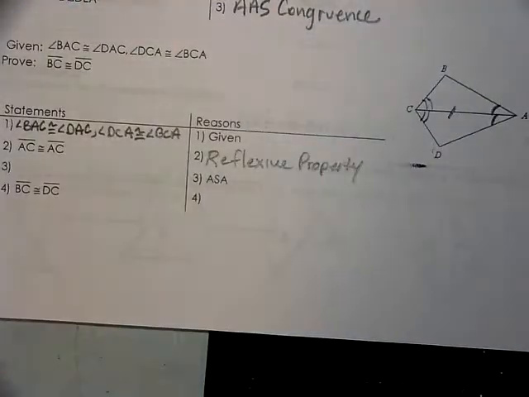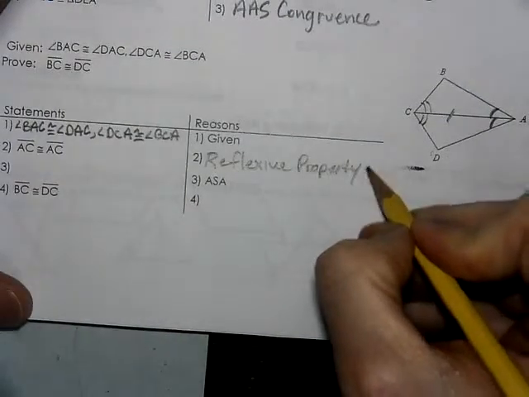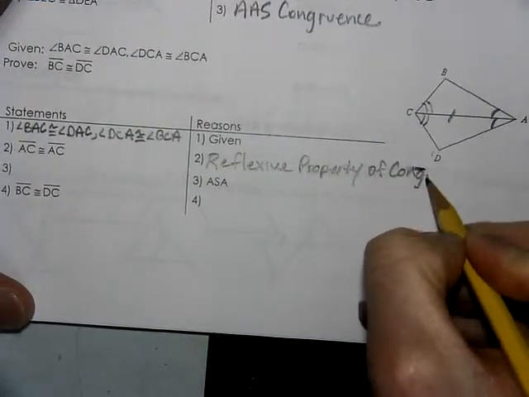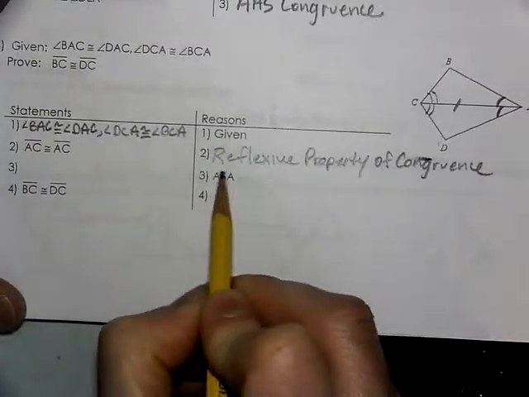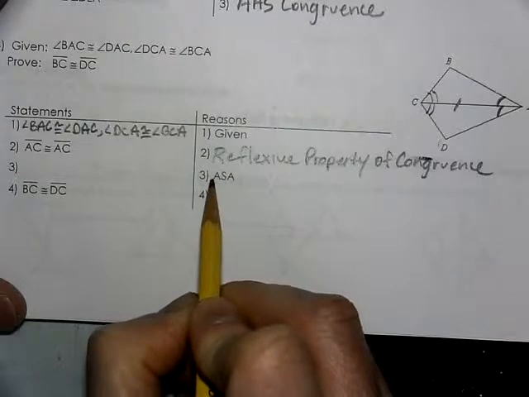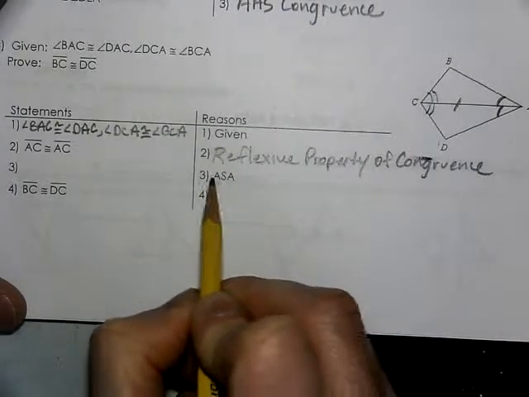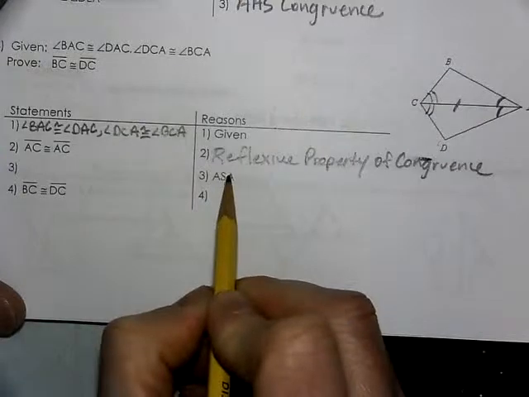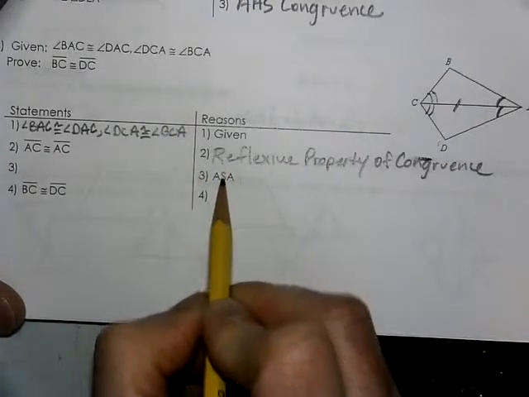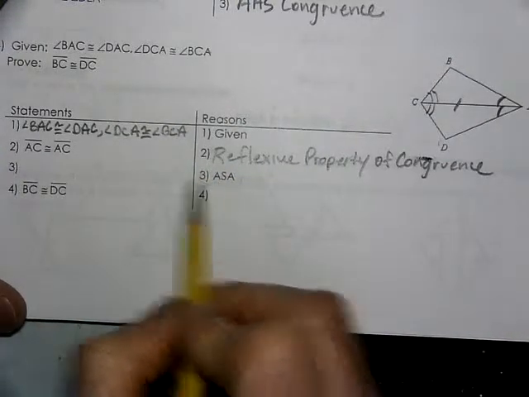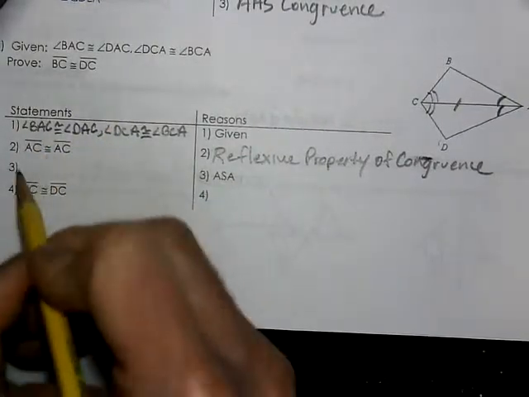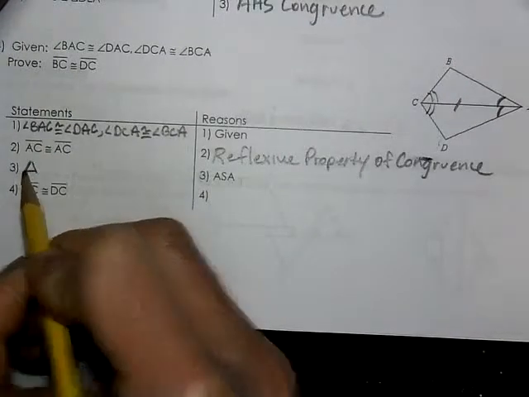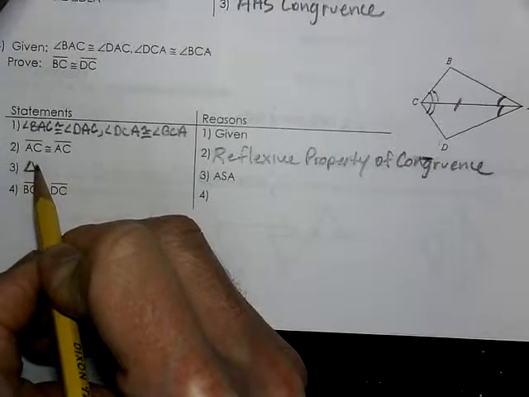We have the reflexive property of congruence. Then look at the hint that they're giving us. ASA, angle side angle. They're telling you that this refers to proving triangles congruent. So what triangles would be congruent if you knew these angles and that side? You can name it in any order you wish.